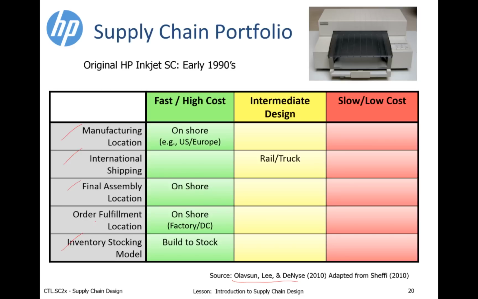And so when the HP inkjet was first introduced in the early 1990s, they were manufactured right where the market was, within the United States and Europe. They used rail or truck, kind of an intermediate speed, to get to their markets. Everything was done close to market.